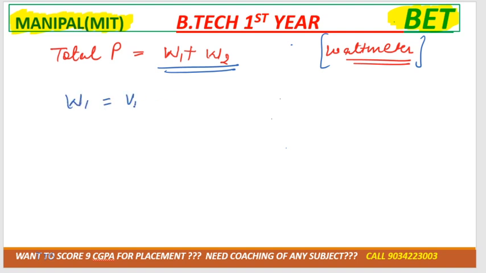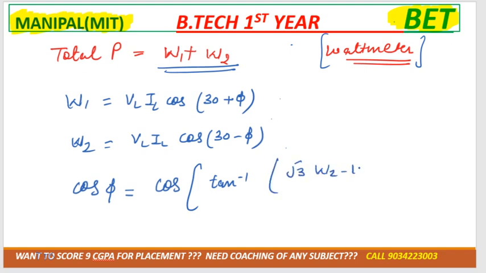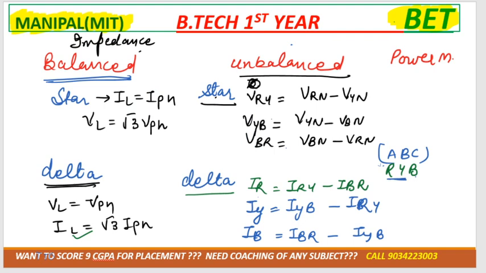Here W1 value is VL IL cos of (30 plus phi), and W2 value is VL IL cos of (30 minus phi). And if they ask you to calculate the power factor, then power factor is cos of tan inverse root 3 times (W2 minus W1) divided by (W2 plus W1). Again, these formulas are also mentioned in your handbook. So basically this is balanced, unbalanced and power measurement.